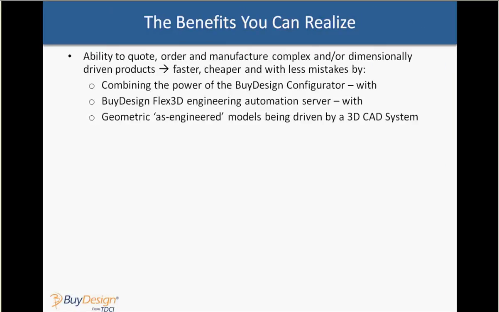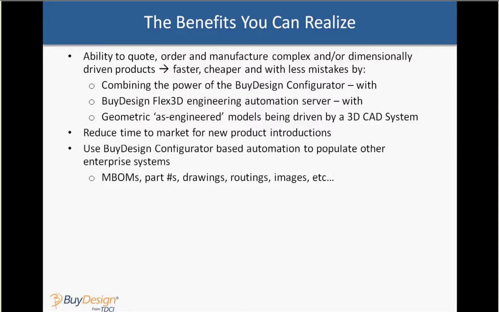Benefits. Ability to quote, order, and manufacture complex or dimensionally driven products, faster, cheaper, and with fewer mistakes. Essentially, by combining our configurator, the ByDesign configurator, with Flex 3D or Flex Translation, we can do a lot of as-engineered, as-manufactured content being driven by the requirements of the quote or the order. Time is always a value, obviously, to be able to automate a complex process and reduce time and cost. You can use the content being created to populate other parts of the enterprise, like I said, MBOMs, part numbers, drawings, routings, etc.